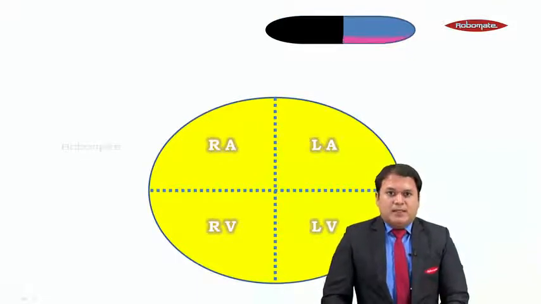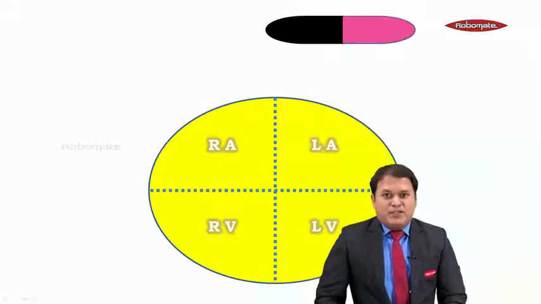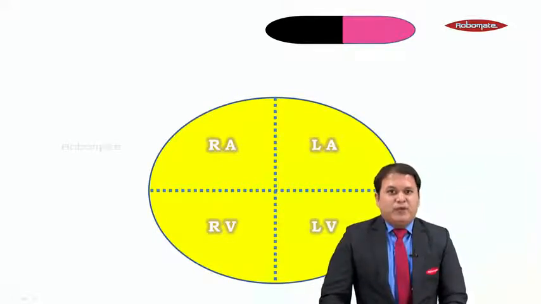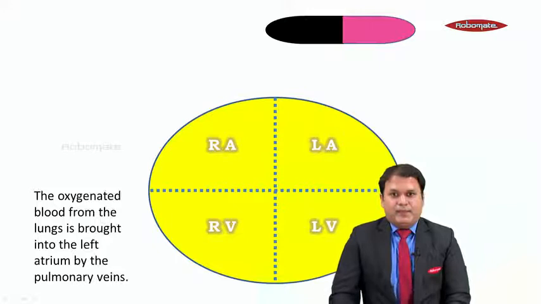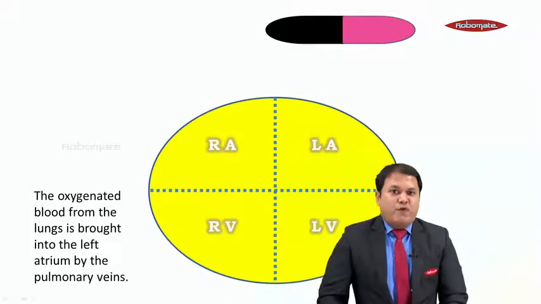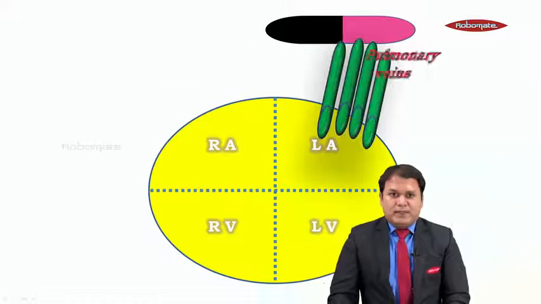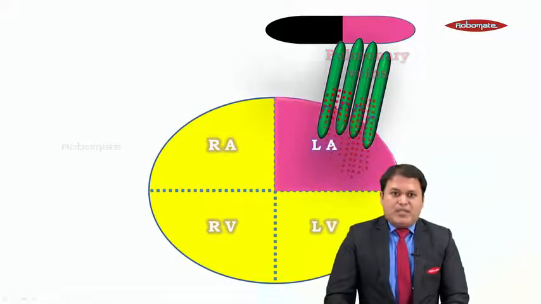Now in the lungs, the deoxygenated blood is purified and converted to oxygenated blood, which we have denoted in pink color. Now the oxygenated blood from the lungs is brought into the left atrium by the 4 pulmonary veins. So these are the 4 pulmonary veins which bring the oxygenated blood into the left atrium.